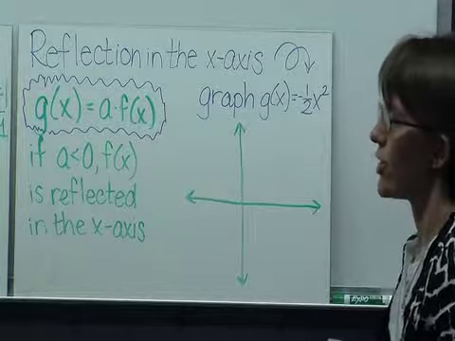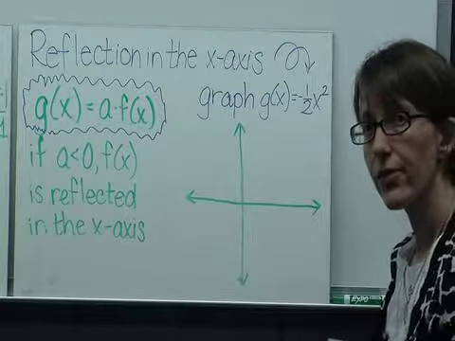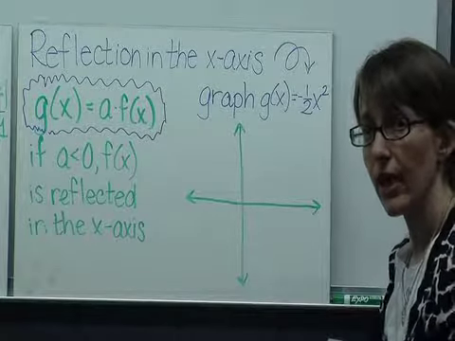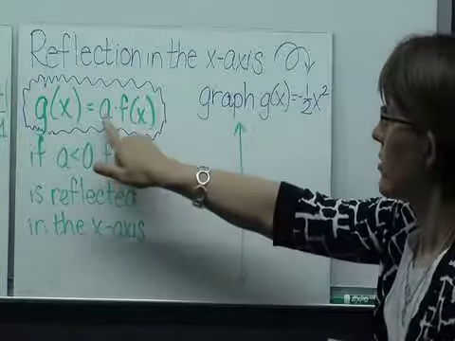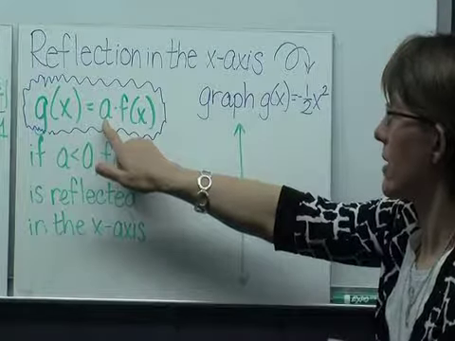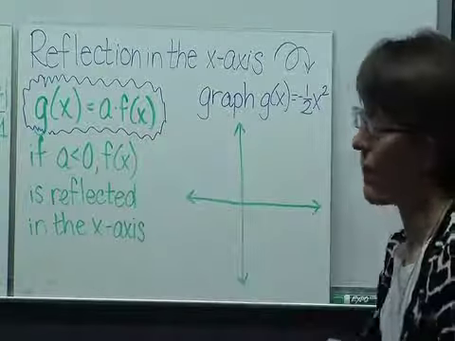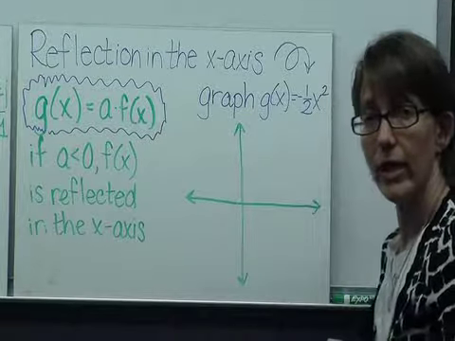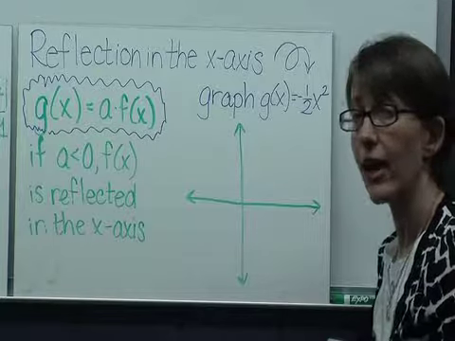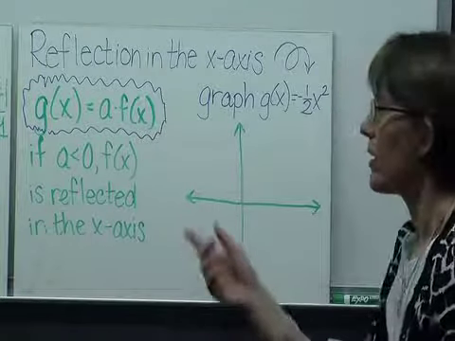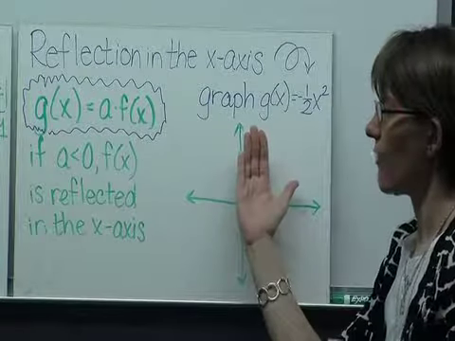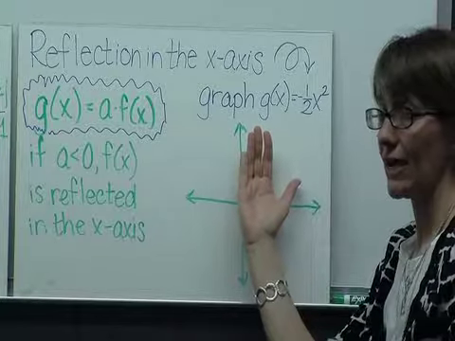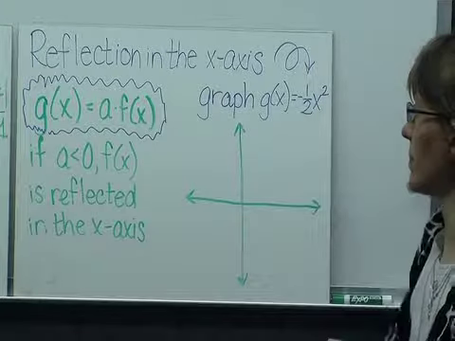After a vertical stretch and shrink, we want to consider other things we could do with a. So g of x is equal to a times f of x. What if that a value is less than 0? Well, we can still look at the absolute value of a and think, does this stretch or shrink? But if a is less than 0, f of x is reflected in the x-axis. So it flips it upside down.